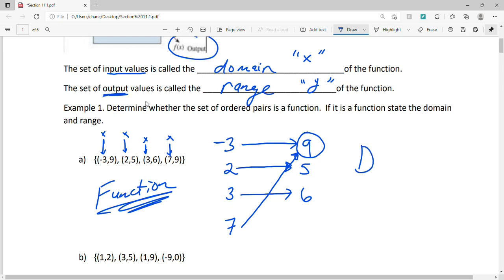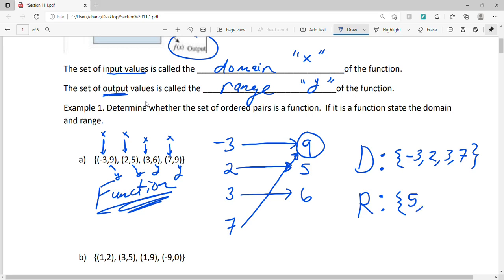What is our domain? Our domain is the set of all these x values, which is -3, 2, 3, and 7. The range is the set of the y values. All of these y values is going to be our range. So we'll enter the range. We have 5 as a possible output, 6, and 9 as a possible output. We only mentioned the 9 once for the range.